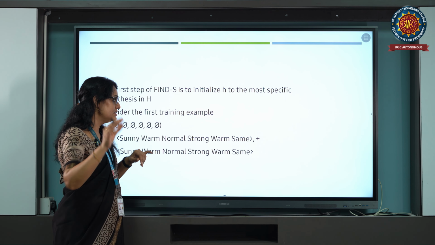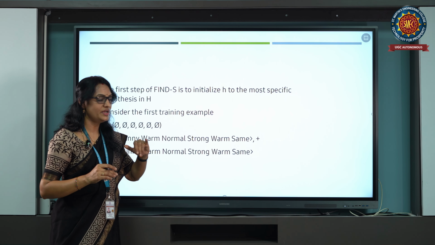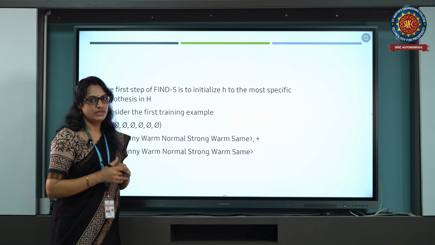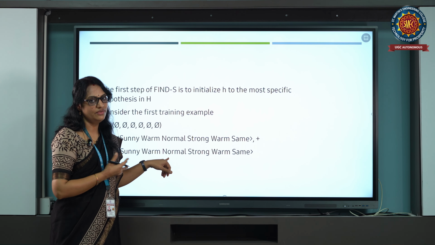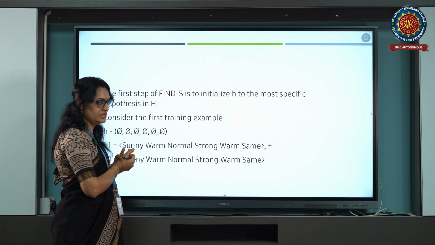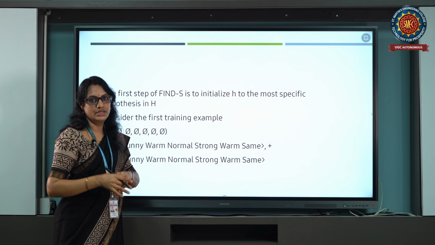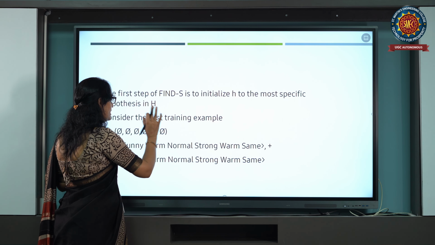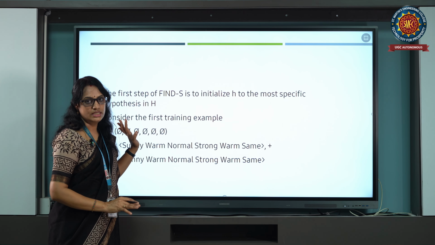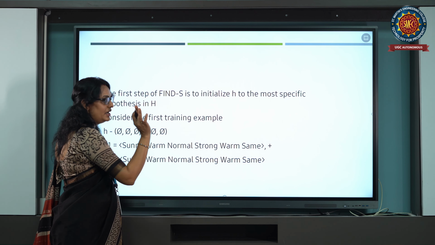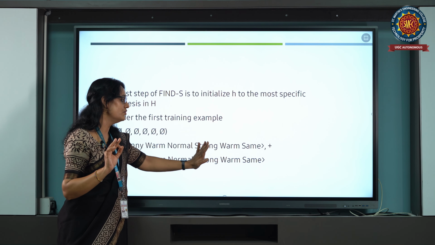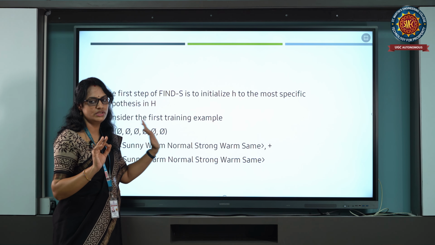Next, I am taking the first positive example. What attributes do we have? Sunny, warm, normal, strong, warm, and same. That is a positive example. We can use positive examples in the Find-S algorithm. If an example is not consistent with the given hypothesis, then you have to replace it. The hypothesis is 6 null values, and I am checking with the positive example. They are not at all consistent. So I am replacing the hypothesis with the first example. So H1 is sunny, warm, normal, strong, warm, same, as it is in the positive example.